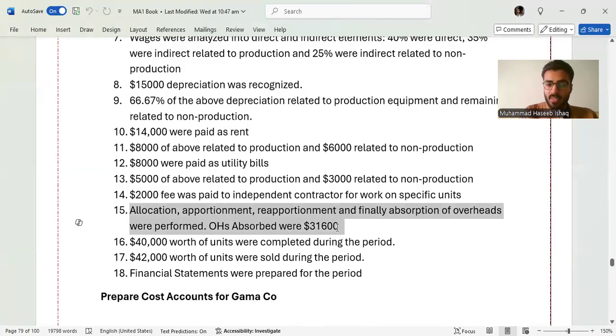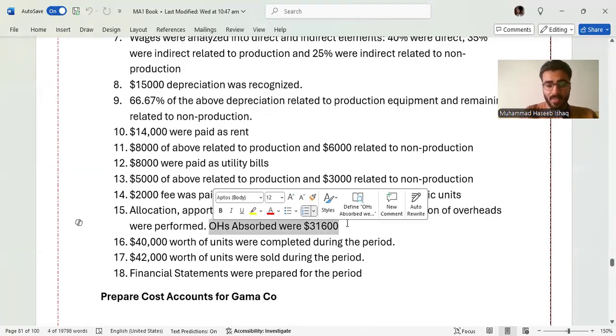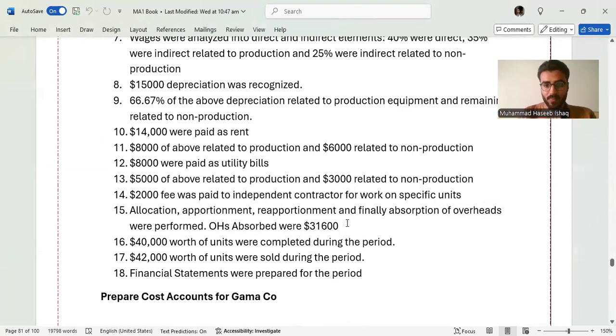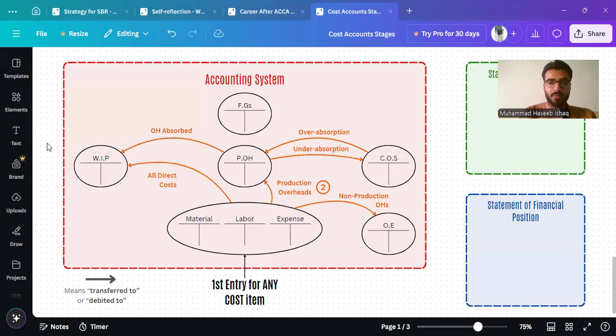So overhead absorbed were 31,600. How were they calculated? These were calculated as OER multiplied by actual activity level, if you remember. So the amount is given to us, 31,600. Where would this be transferred to? These would be transferred to the work in progress account. So transfer means debited to.